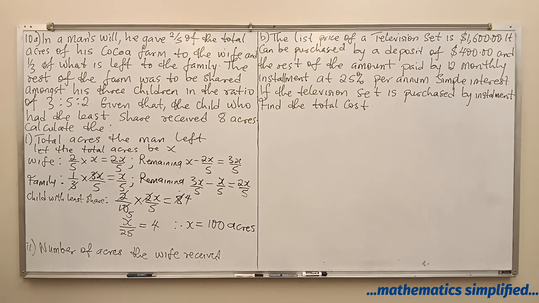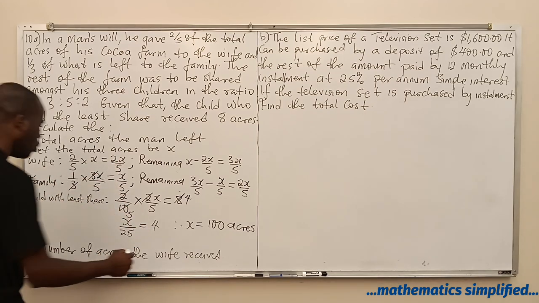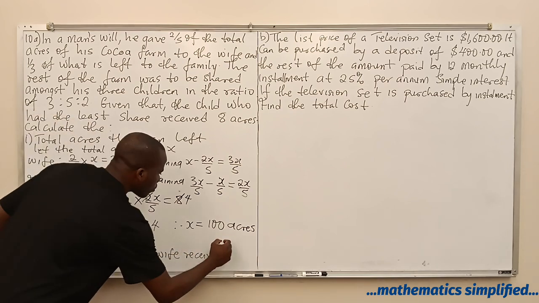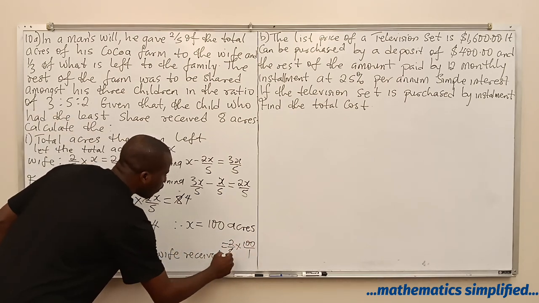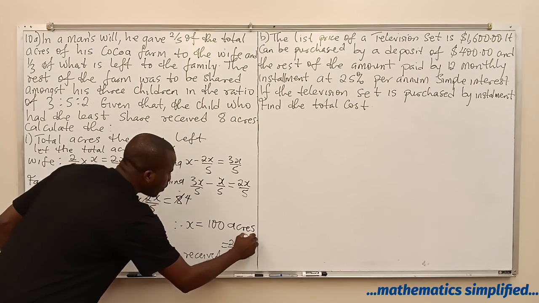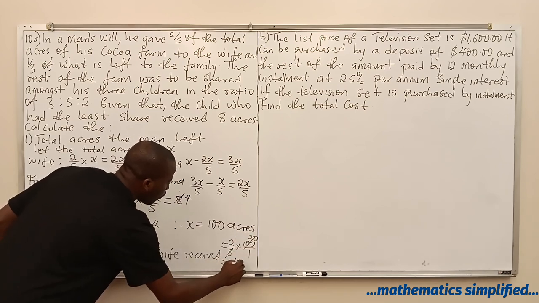So the number of acres the wife received, remember, the wife received 2/5 of the acres, will be 2/5 times 100/1. 5 here is 20. So the wife received 40 acres.